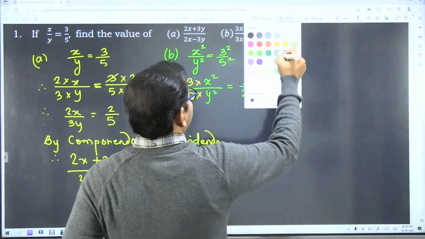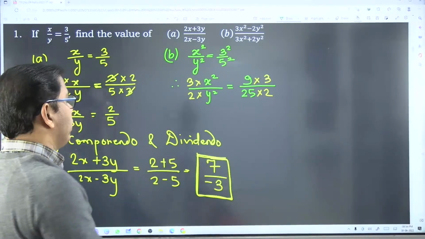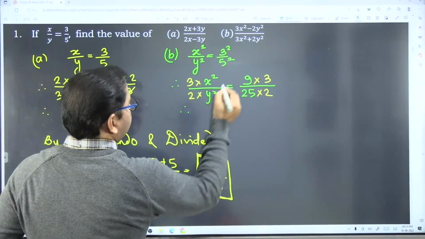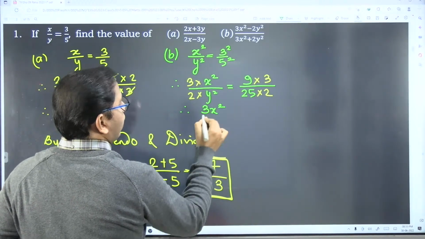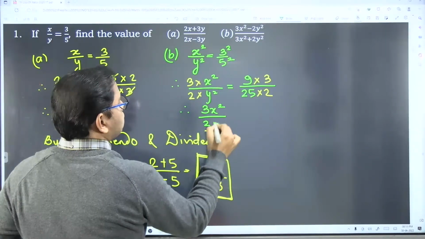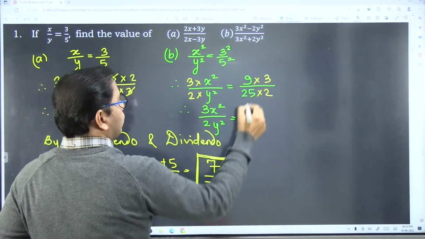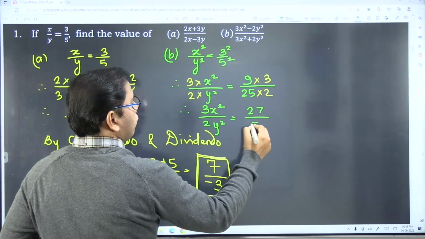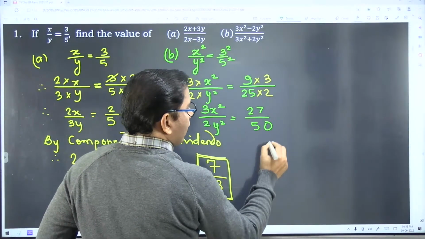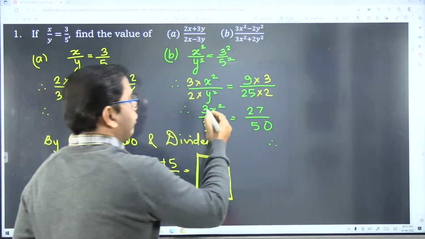Please make sure that if any calculation or reduction is possible, you have to do it. But I don't think any reduction is possible over here. 3 into x square is 3x square. 2 into y square is 2y square. No cancellation possible. 9 into 3 is 27 and 25 into 2 is 50. Which property am I going to use now? Again same property, componendo and dividendo.